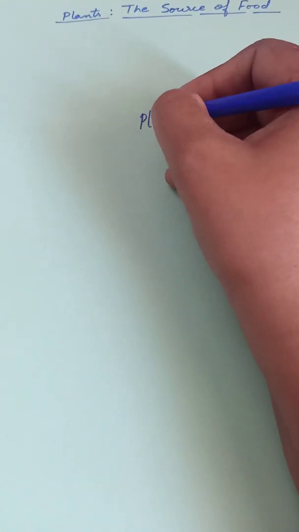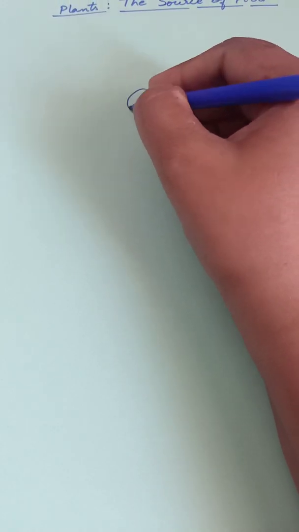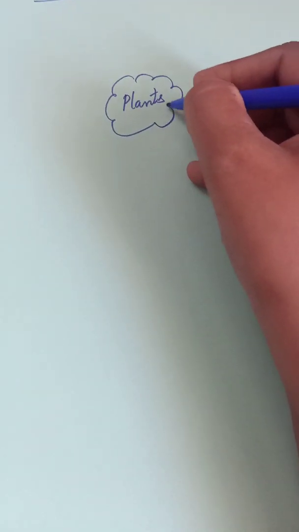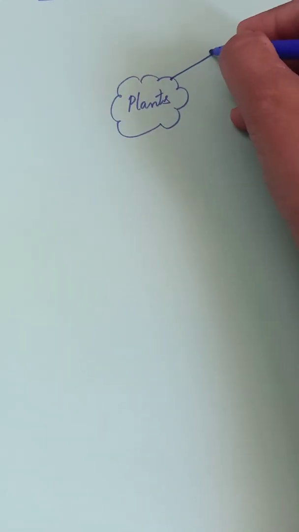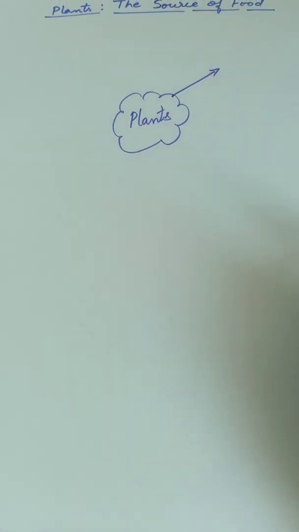Hello friends, today we are going to start with the first chapter in science, that is plants, the source of food. Plants, whenever the name comes, we know that they are the gift of nature. So if we are going to put what are the uses of plants in form of a bubble map, we can write a number of uses that we get from the plants.